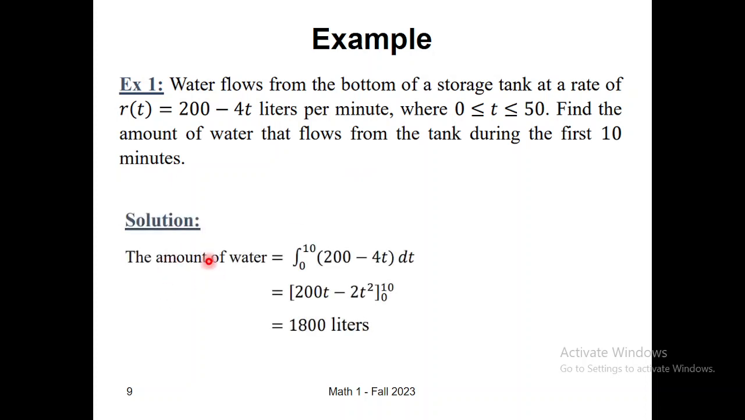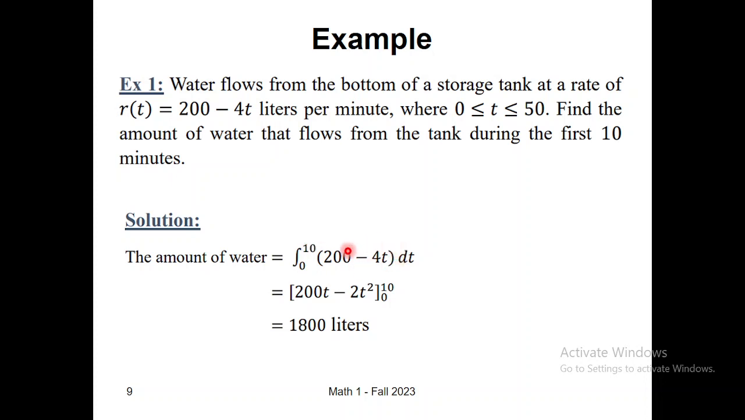So now you can say the amount of water is a net change in the water volume. It is the final volume after 10 minutes minus the initial volume. This is the amount that flows from the tank during this period. How to find this net change? By a definite integration over this period of which function? Of the rate function. To find the net change in this volume function, you have to integrate the rate of change in this volume function. So we integrate the rate function over this time interval.